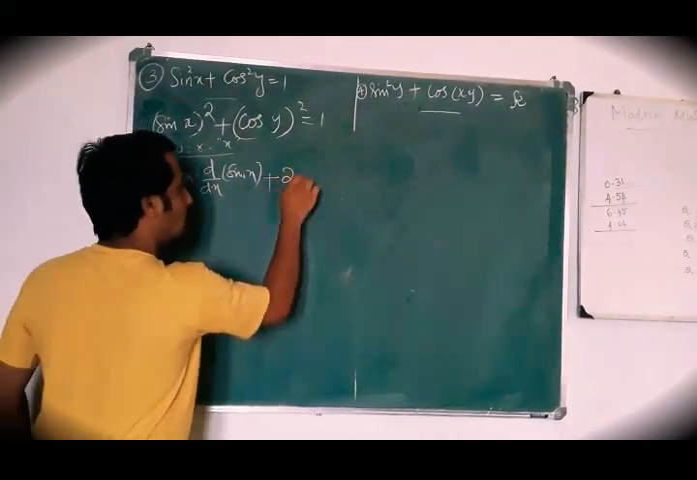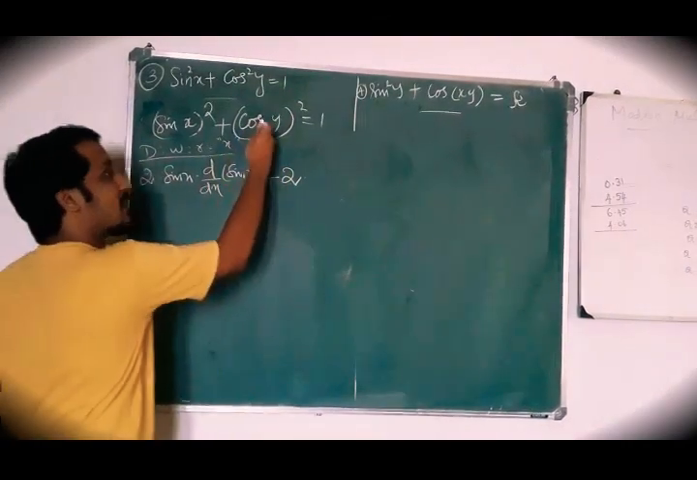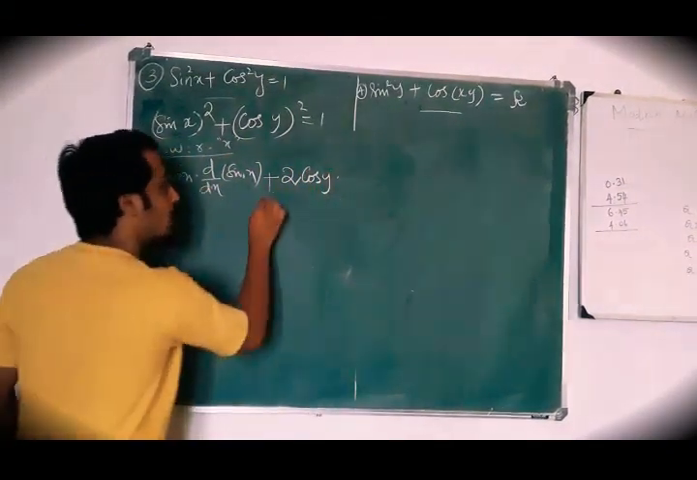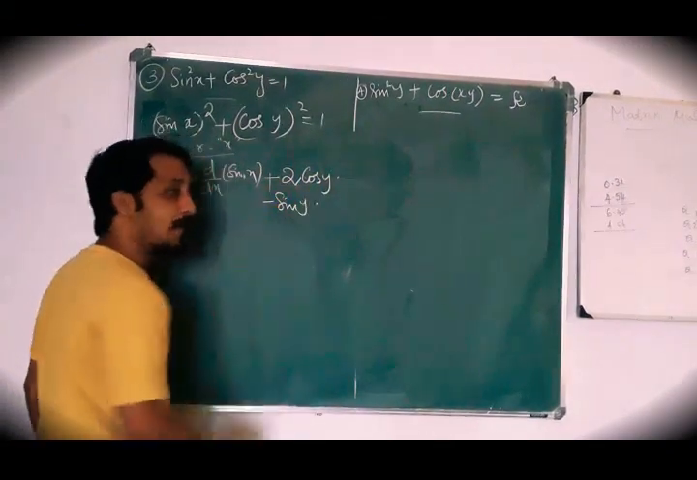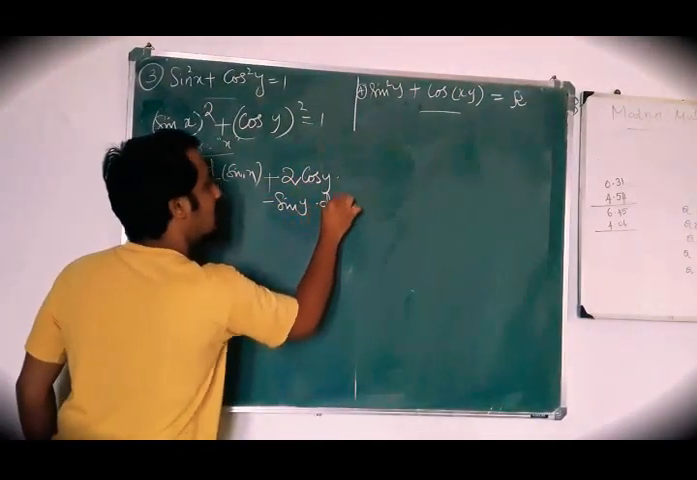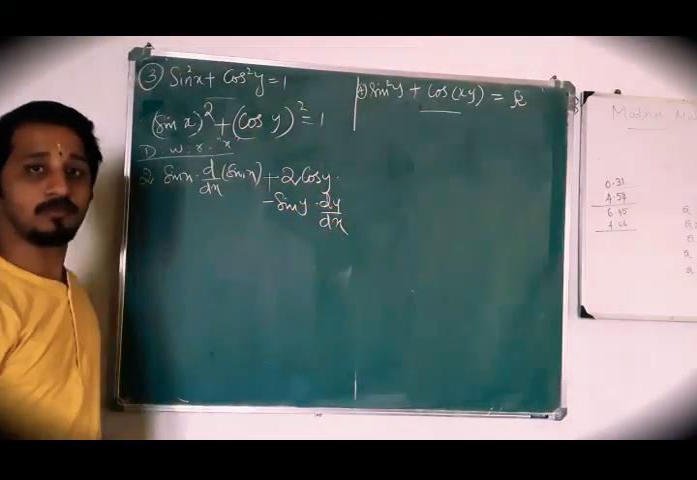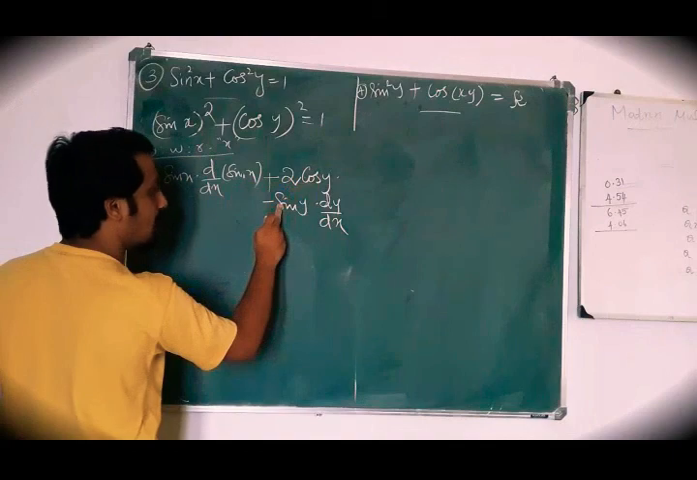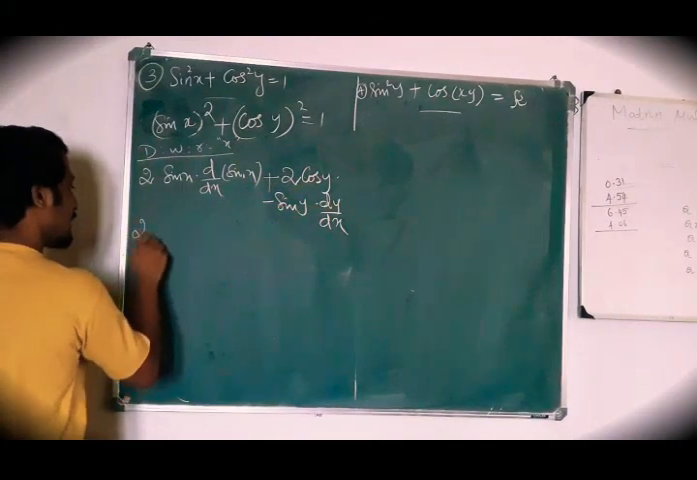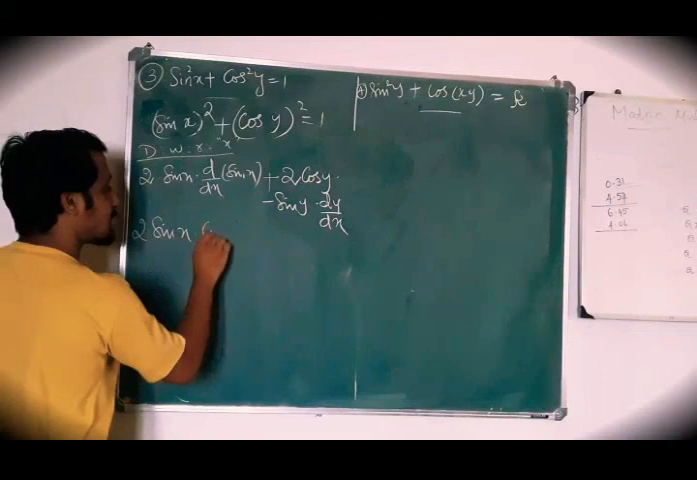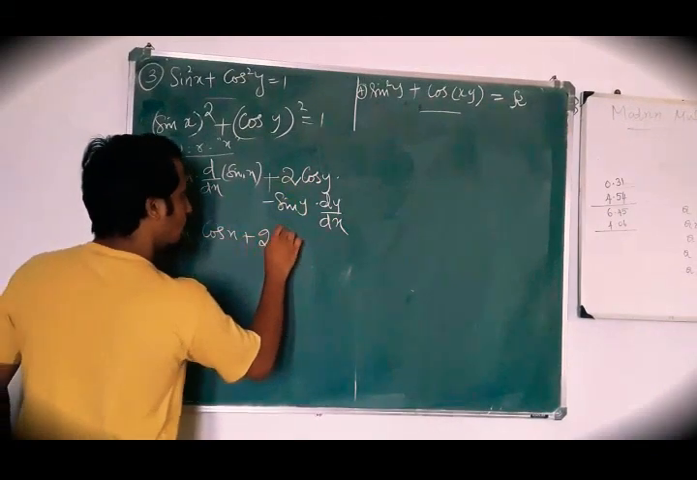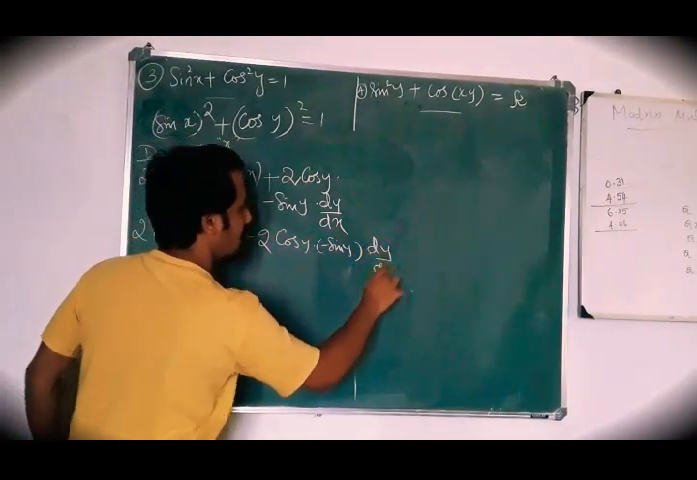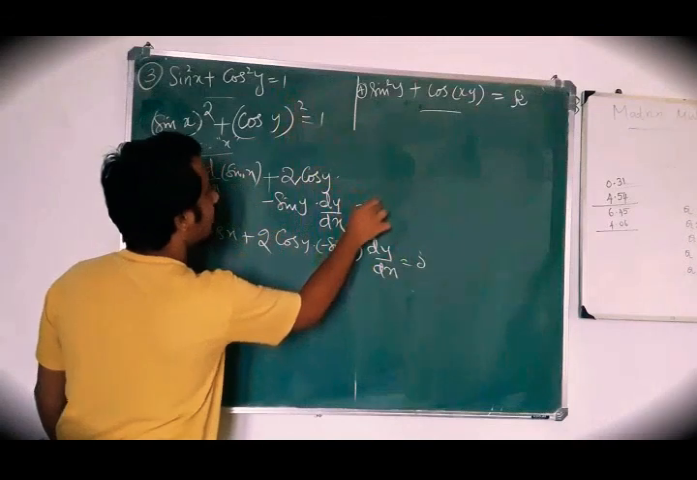Plus 2 into x power n, so in place of x, I have cos y. So 2 cos y. Derivative of cos y is what? Minus sin y. In place of x, I have y. That's why d by dx. So 2 sin x into derivative of sin x plus 2 cos y into minus sin y into dy by dx. So that is 2 sin x into derivative of sin x is cos x, plus 2 cos y into minus sin y into dy by dx is equal to 0, because derivative of a constant is 0.